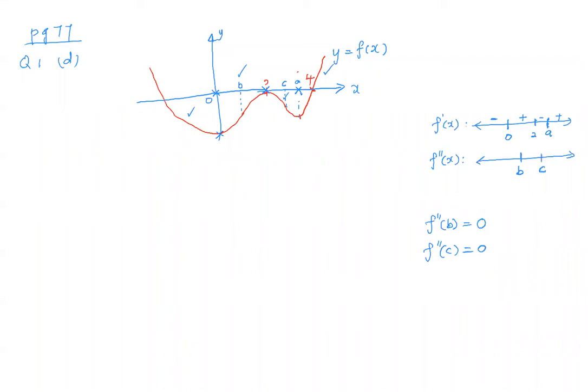So for x less than C, the f(x) graph is convex. Therefore, f double prime x is greater than 0. So it's positive.